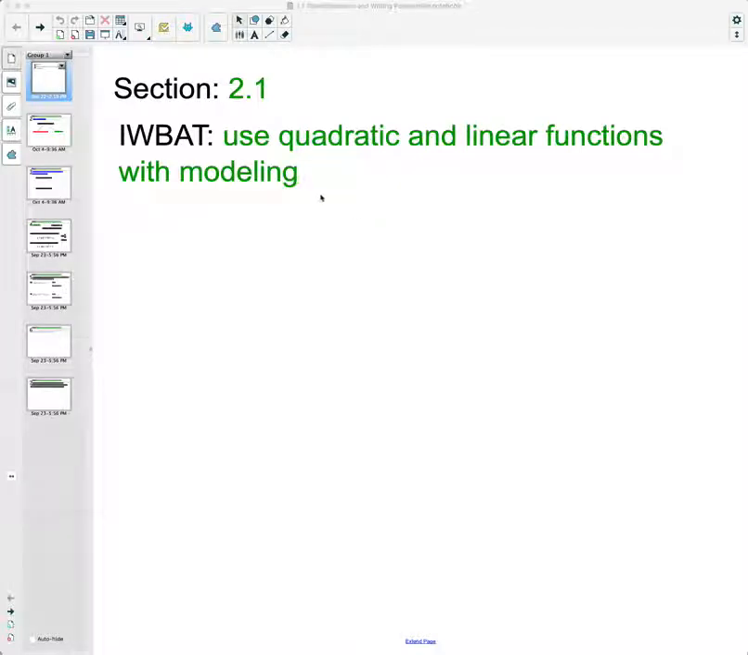In this video, we are going to talk about using quadratic and linear functions with modeling. Specifically, we're going to write linear functions and then also switch between vertex and standard form for quadratics.